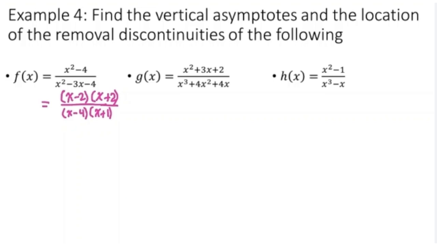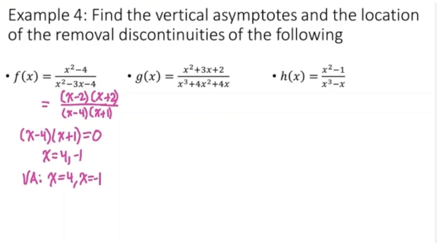So if we use the information from the previous slide, our vertical asymptotes are going to be located where our denominator is going to equal 0, which is going to be x equals 4 and -1. So x equals 4 and x equals -1 will both be our vertical asymptotes. Are there any holes? No. Since we didn't cancel out any factors, there will be no holes in the graph of our function. In other words, there will be no removable discontinuities.